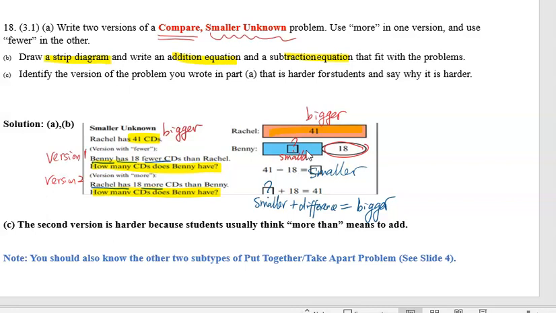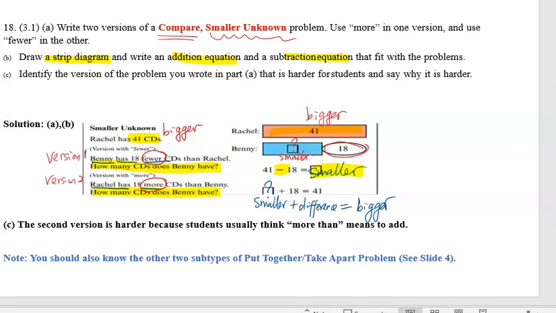So we cannot say that fewer is always easier, or that more is always easier or always harder. We cannot say that. It depends on the question. The common mistake students make is whenever they see the word fewer, they always do subtraction, which is not always true. Whenever they see the word more, they always do addition, which is not always true. So it depends on the question. In this problem, you notice that in order to solve for the smaller, we actually have to do subtraction.